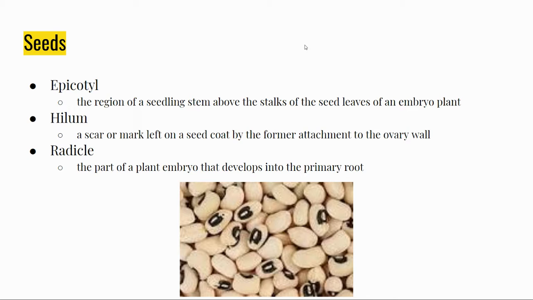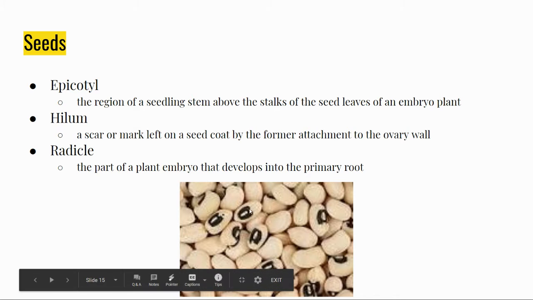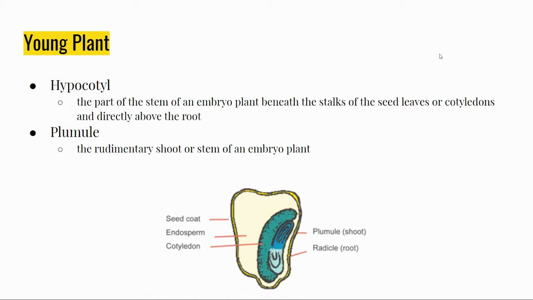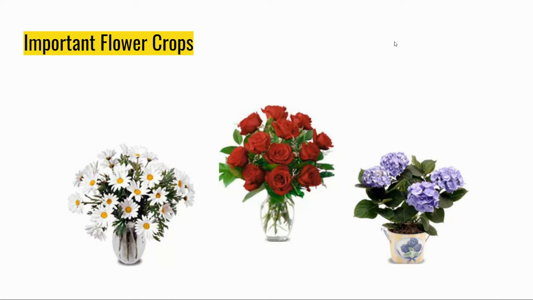Epicotyl is a region of a seedling stem above the stalks of the seed leaves of an embryo plant. Hilum is a scar or mark left on a seed coat by a former attachment to the ovary wall. And radicle is the part of the plant embryo that develops into the primary root. So with black-eyed peas, what gives the name black-eyed peas is this area here, and that is an example of a hilum. So within a young plant, you see the hypocotyl is the part of the stem of an embryo plant beneath the stalks of the seed leaves or cotyledons and directly above the roots. And the plumule is the rudimentary shoot or stem of an embryo plant. It's just some vocab terms.